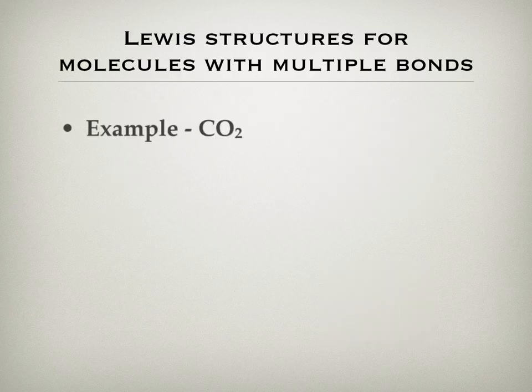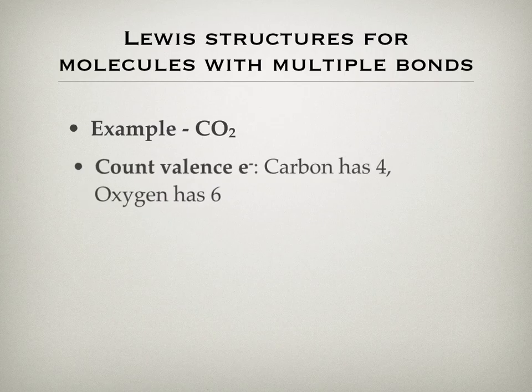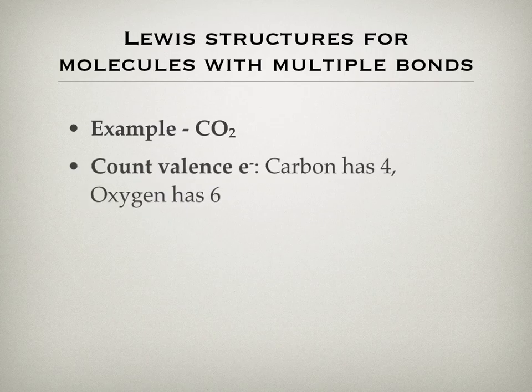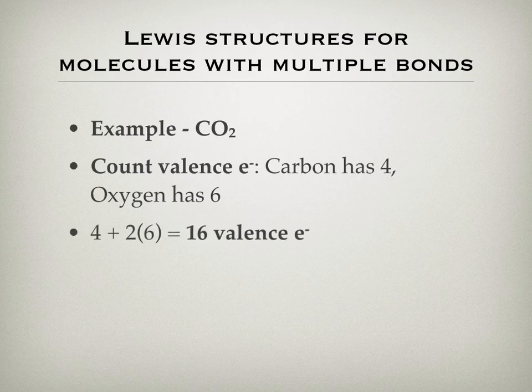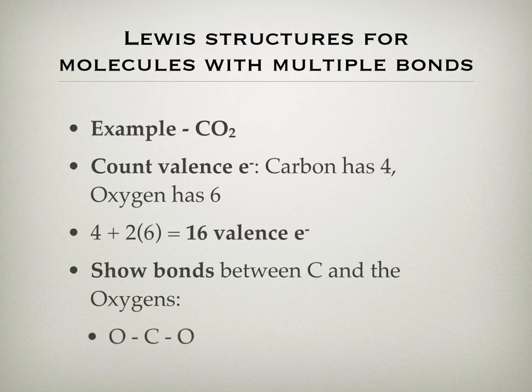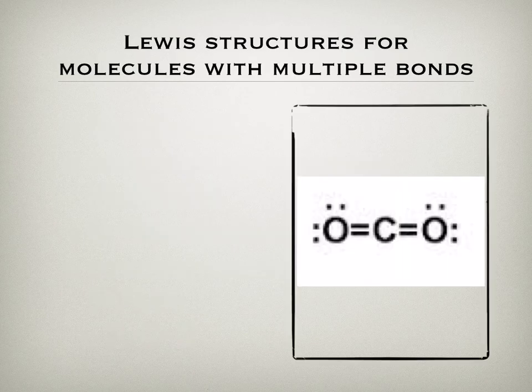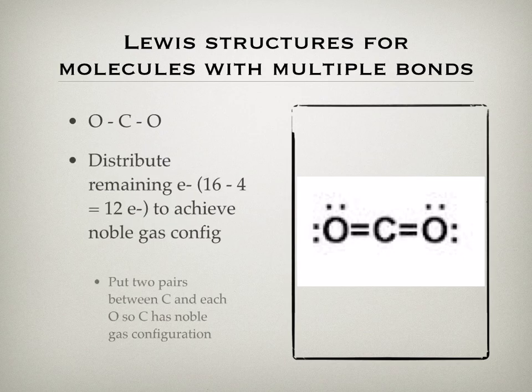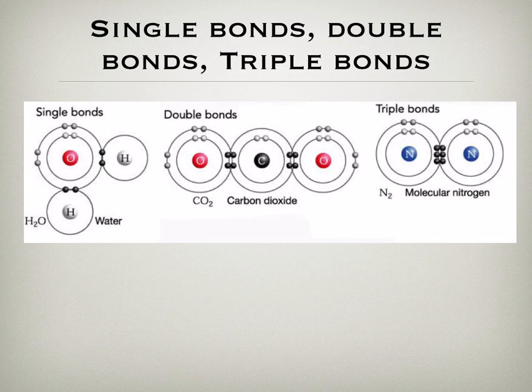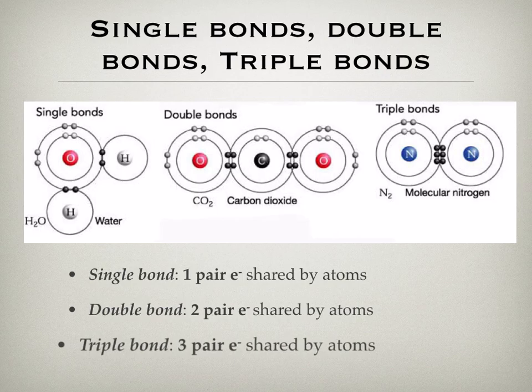And then you can also have multiple bonds where they're sharing. So you count your valence for CO2. Carbon has 4, oxygen has 6, so that would be 16 valence electrons total because it's 4 plus 12. And then you show the bonds like that. That's your single first bond, but then you still have more, and then you each still have your 2 lone pairs here. So this is an example of a single bond, a double bond, and a triple bond. And that's it.